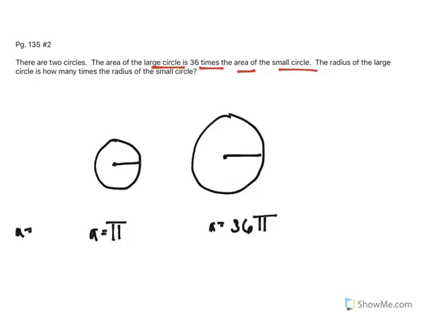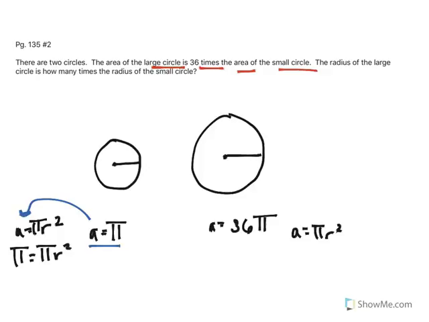Well, the formula for area is area equals pi r squared. So if the area of the smaller circle equals pi, and the area of a circle is pi r squared, we know that we can plug the area in to A for the equation, and we get pi equals pi r squared.